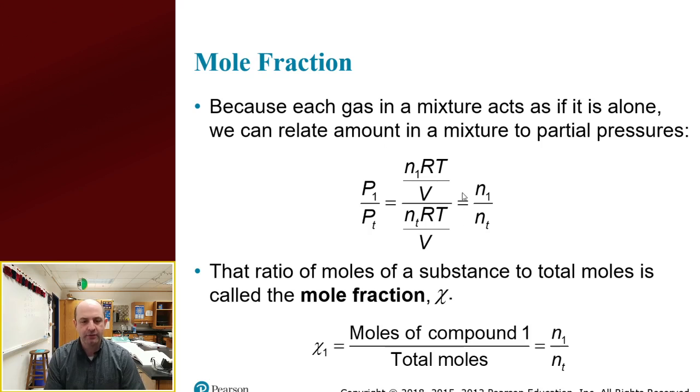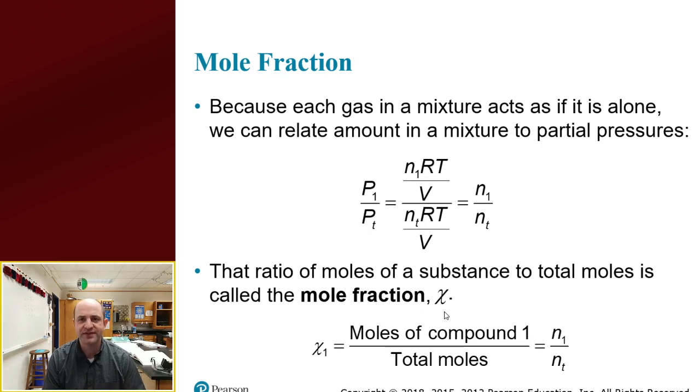Well, we can use the ideal gas law and say, well, the moles of 1 times its constant times the temp divided by volume, over the total moles times that. Well, hey, wait a minute. R will cancel out. T will cancel out. V. Everything cancels out to say the pressure from gas 1 compared to the total pressure must be equal to the moles of gas 1 compared to the total moles. And that ratio of individual moles compared to total moles is what we call the mole fraction.